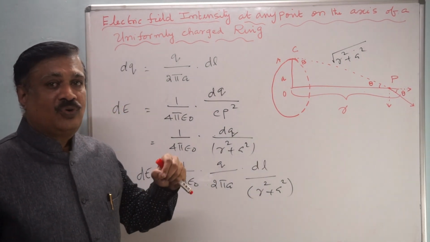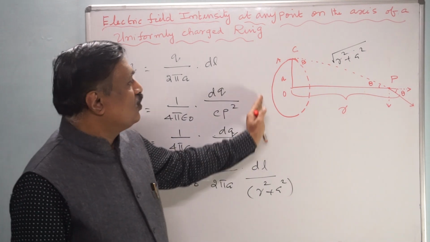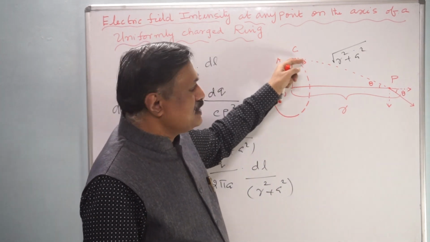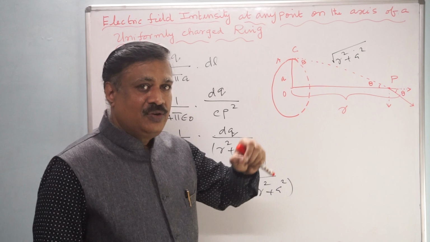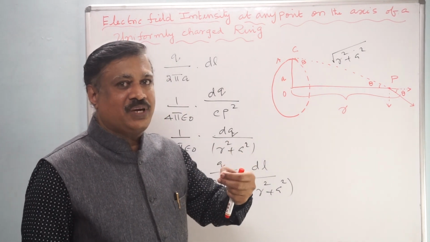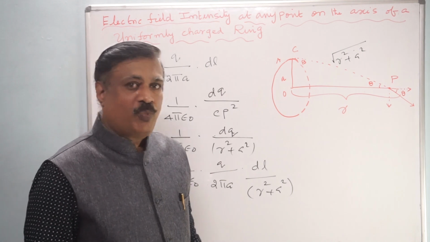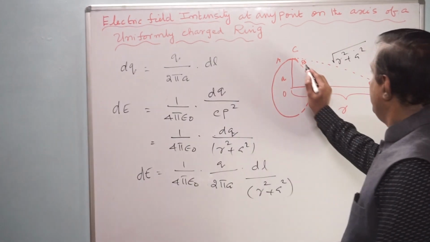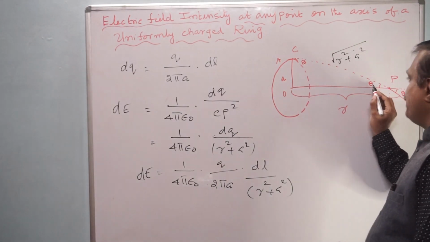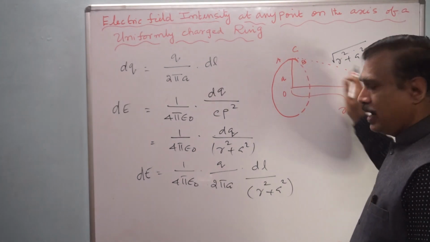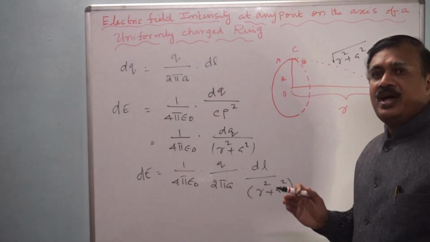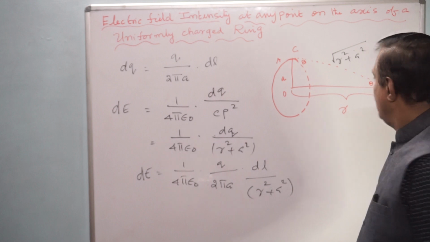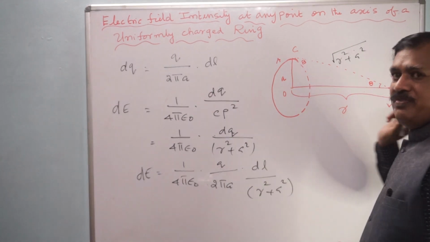Now we have to go for the electric field due to the whole ring. As I told you, this element has an angle. In the last class we have seen that if a force is making an angle, we have to resolve it into components, in the equatorial plane. Here this is the direction and it is making an angle theta. Therefore this electric field vector can be resolved into two components, one horizontal component and another vertical component.